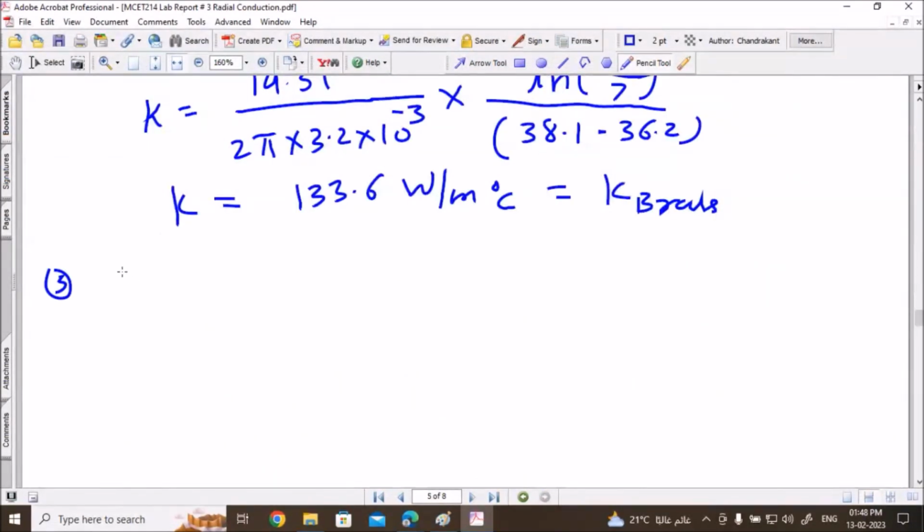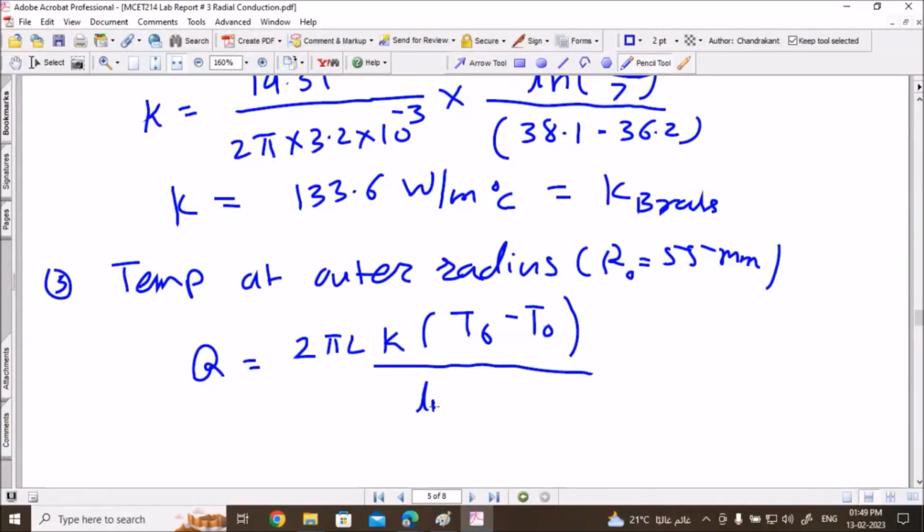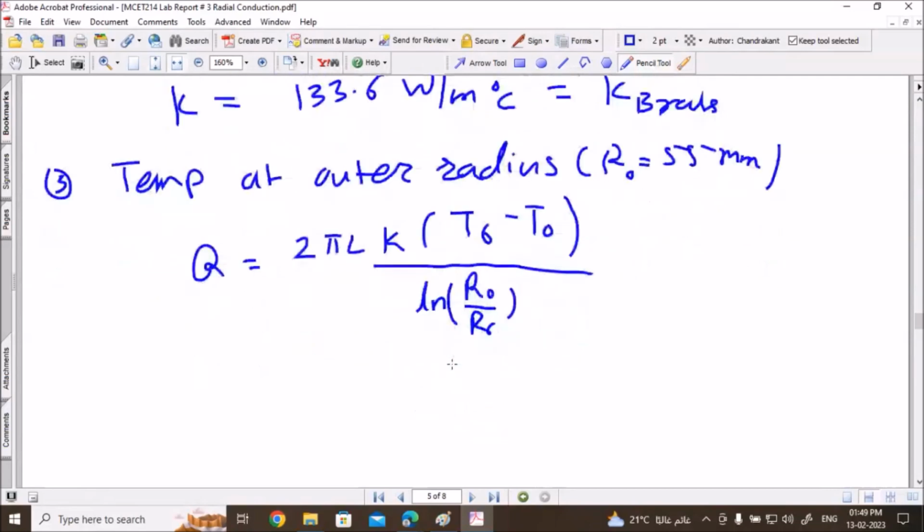Number 3 for 9 volt. The temperature at outer radius, RO is equal to 55 mm. So how can I find? Same formula I will use. Q is equal to 2 pi L K, T6 minus T0 outer surface divided by ln RO divided by R6. All the values I know, put the values.